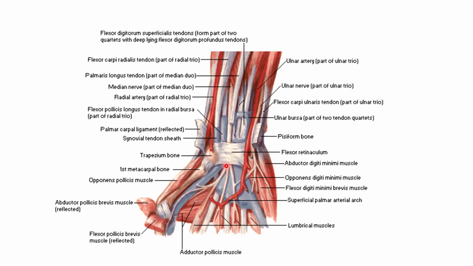Once it enters the palm by passing through the flexor retinaculum, just along the distal border of the retinaculum, the nerve divides immediately into the lateral branch and the medial branch. So this is about the course of the nerve.